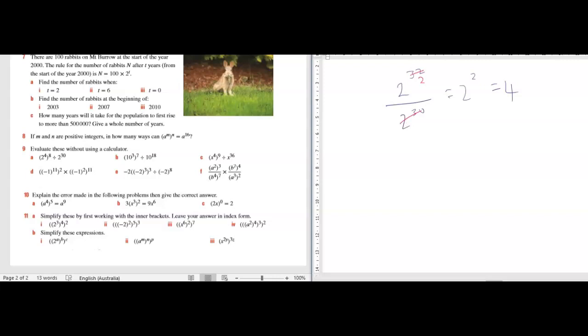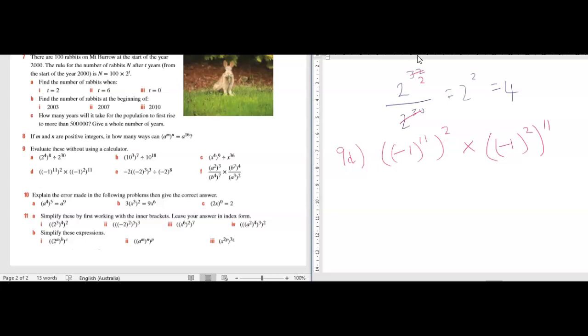All right, let's do a harder one. So I'm going to do 9D just because there's some negatives involved. Negative 1 to the power of 11, and that's to the power of 2 times negative 1 to the power of 2 to the power of 11.